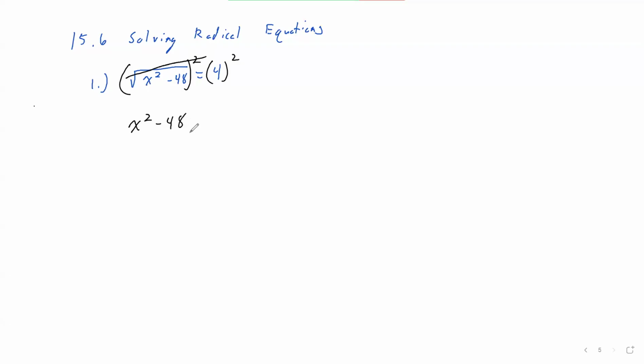So our first objective is to get the radical by itself. Now, in this case, it already was. Our second objective is to get rid of that radical because I don't like that radical. I'm going to get rid of it. And I'm going to do that by either squaring it, cubing it, fourth rooting it, all kinds of different things.